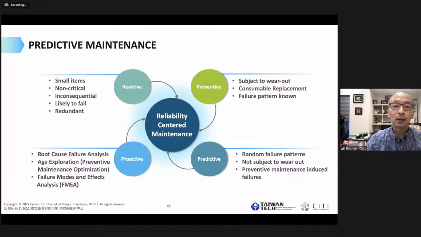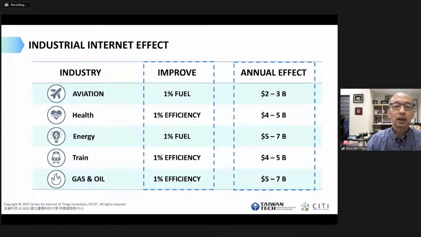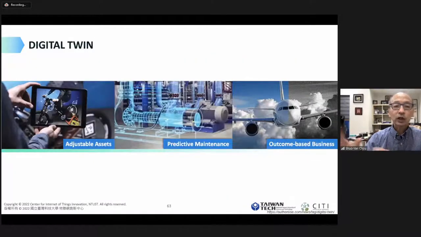And earlier we mentioned predictive maintenance. It has tremendous implication and impact on the effectiveness of the system. Machine breakdown will cause a lot of damage in different kinds of industry. And such kind of capability can allow us to build something called digital twin. Digital twin can also support something called outcome economy. We'll come back to this in the future.